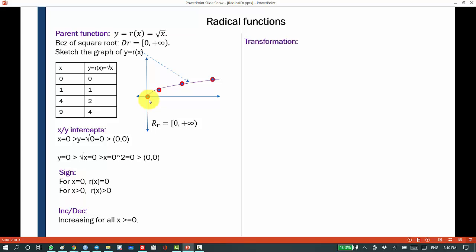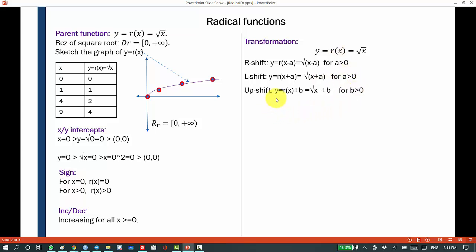We can apply a number of transformations to this parent function. For instance, if we want to shift it by a units to the right, we get the square root of x minus a. If we shift it to the left, we get the square root of x plus a, with a being positive. If we want to shift it upwards, we get square root of x plus b. And if we want to shift it downwards, we get the square root of x minus b, with b being positive. And if we want to shrink, we multiply c with the square root of x, with c bigger than 1. And if we want to expand, we multiply d with the square root of x, where d is less than 1 and bigger than 0.